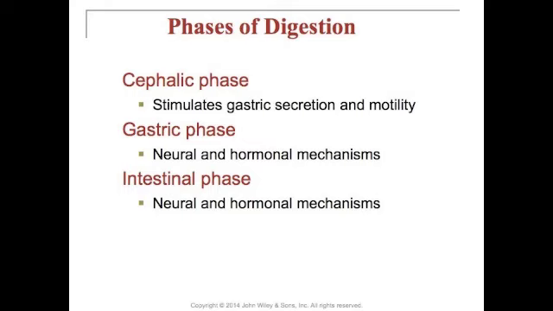Once food reaches the stomach, the gastric phase of digestion begins. Neural and hormonal mechanisms regulate the gastric phase of digestion and promote gastric secretion and gastric motility.